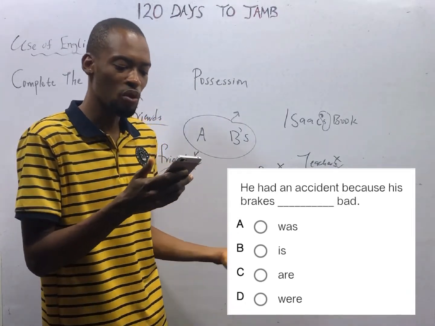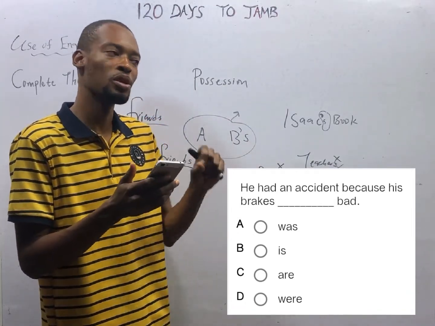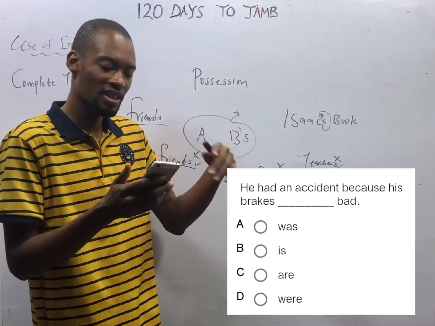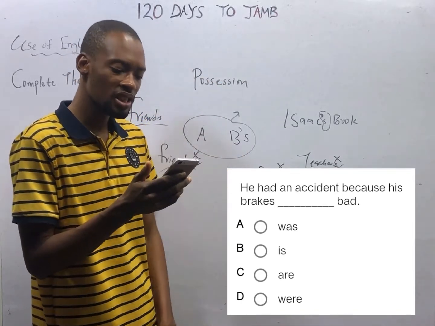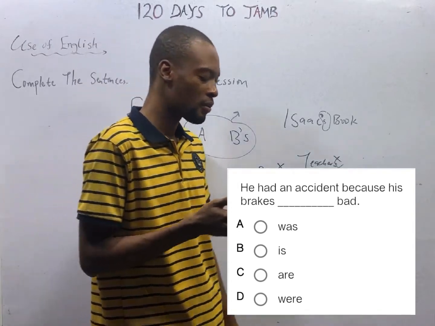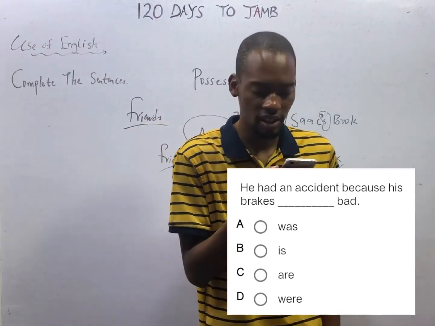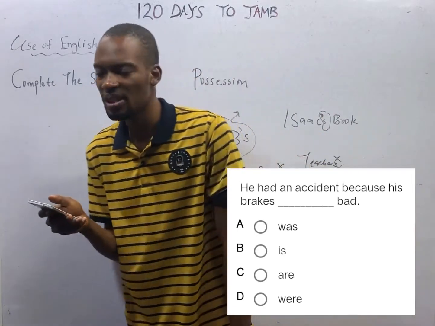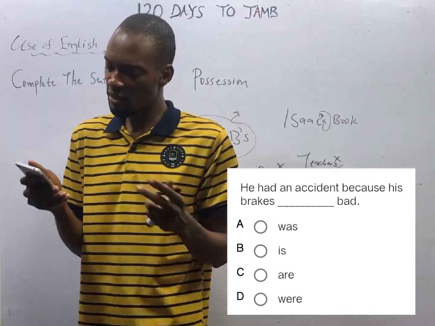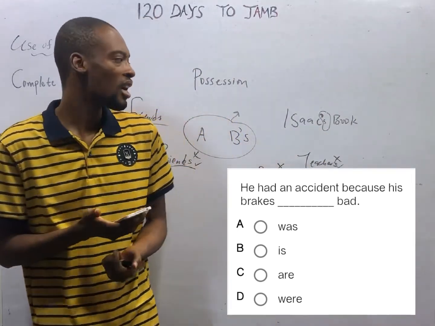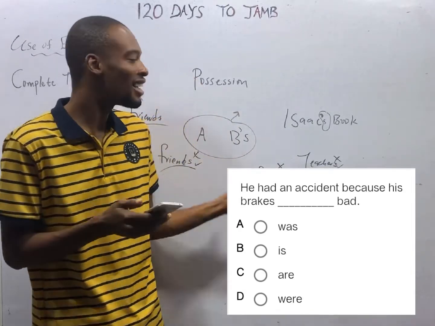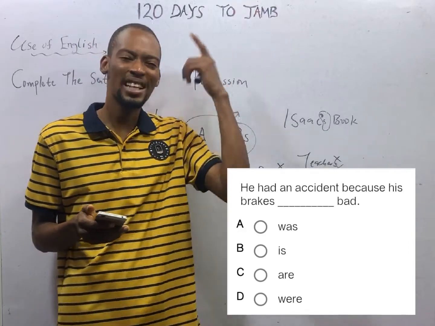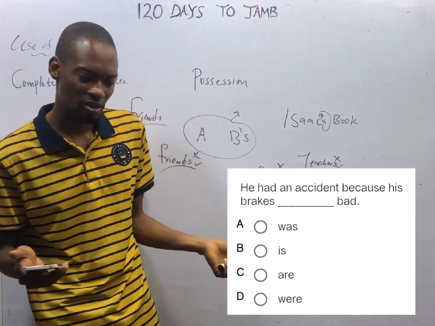So his brakes was bad, not "is", because we are talking about the past. He had an accident because his brakes was bad, not "is" or "are" or "were". Brake is singular in this context. So in a car, you have one brake. So they are using the sentence to confuse you. And if you don't reason very well, you fail a lot of questions under sentence completion and especially under interpretation.